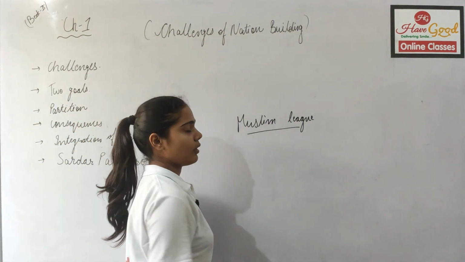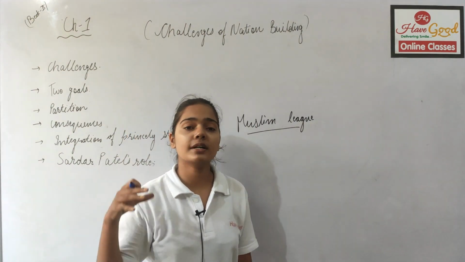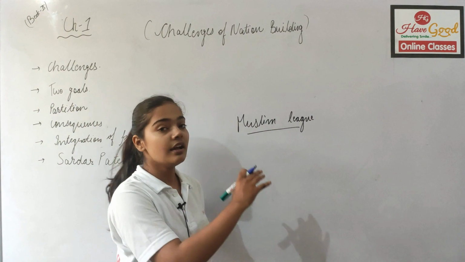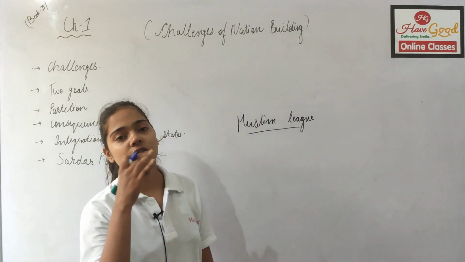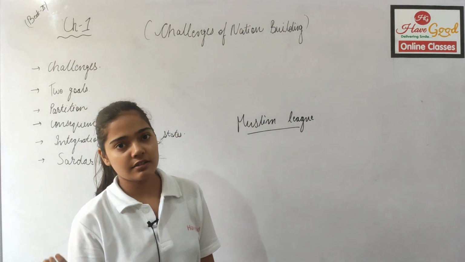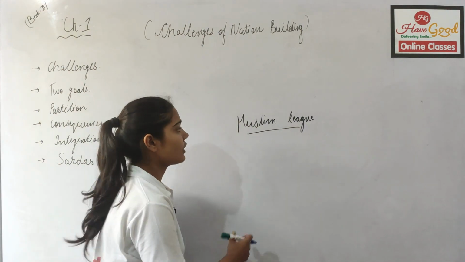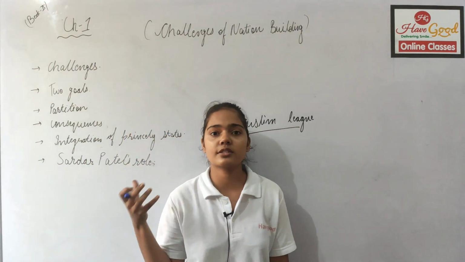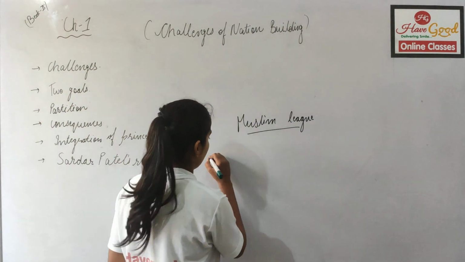Muslim League was a political party whose head was Mohammad Ali Jinnah. Mohammad Ali Jinnah was the head of Muslim League, and it was a political party for the minority Muslim people. Okay, Mohammad Ali Jinnah, the head of the Muslim League, gave a theory, and that theory is known as the two nation theory.